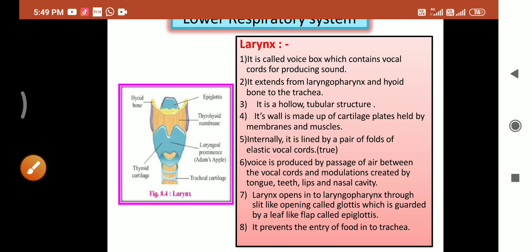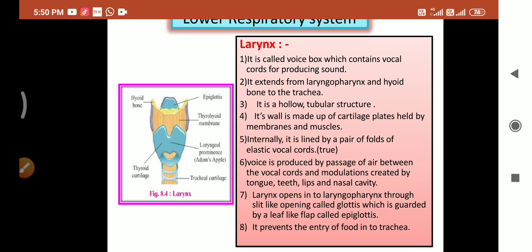What is the function of this epiglottis? To prevent the entry of food into the trachea. So that's why it is very important. The epiglottis is present at the glottis. So what is the glottis? That is the opening when the pharynx opens. The pharynx is the meeting point of respiratory and digestive tracts. So that opening is the glottis, and the glottis is guarded with the help of the epiglottis. I hope all these points are clear to you.